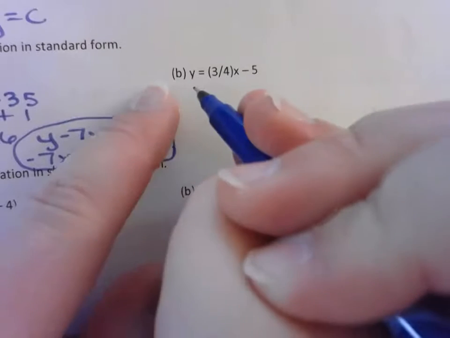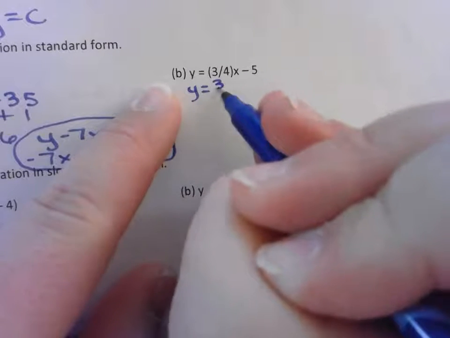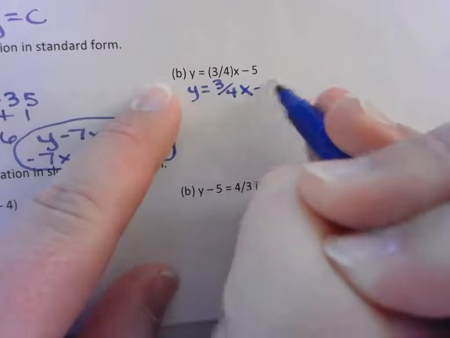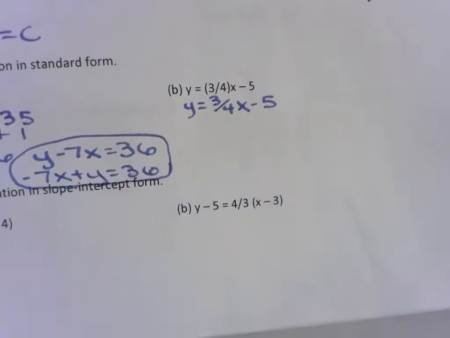I have y equals 3/4 x minus 5, if you want to rewrite it like this. Y equals 3/4 x minus 5. What form is this in already? This is in slope-intercept form. Y equals mx plus b. It's y equals a number times x plus another number.